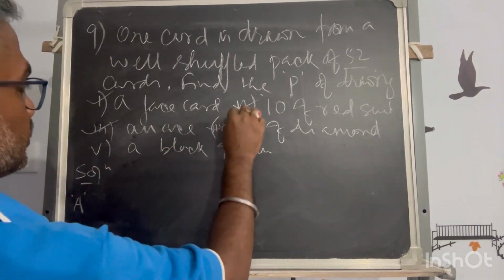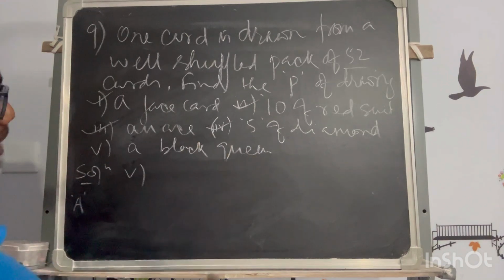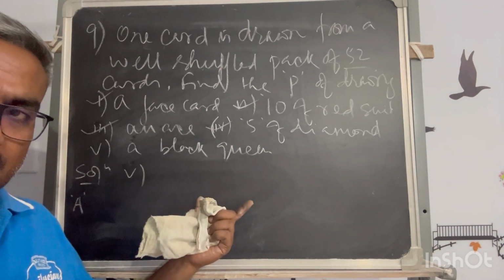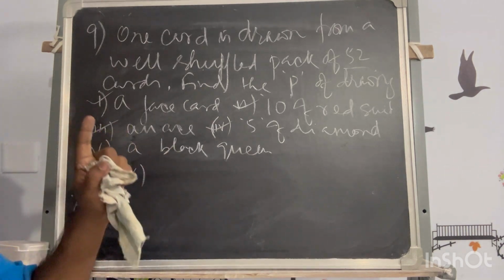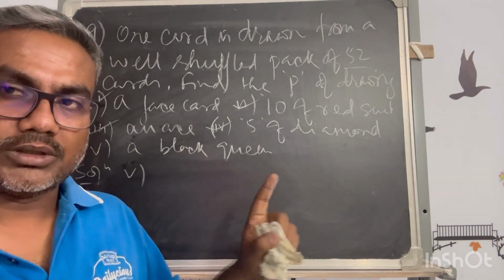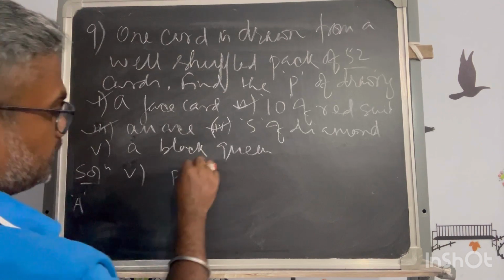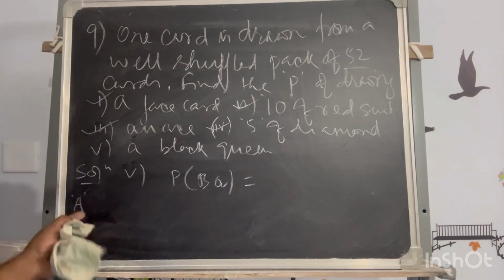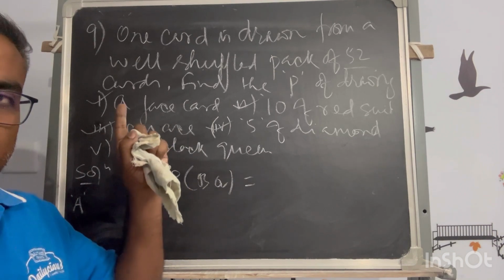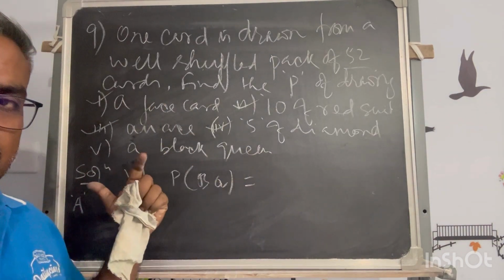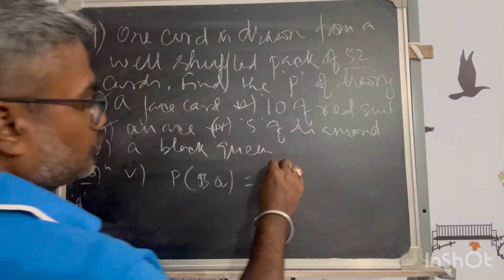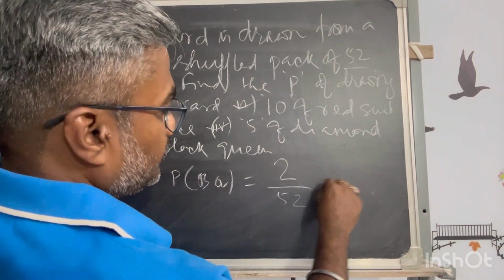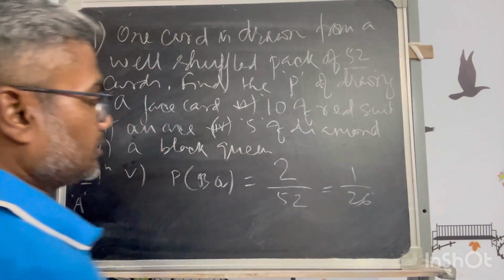Fifth is what? A black queen. A queen is there for every kind of card, but the queen for one kind of card is only 1. So for black queen, we are getting it for spade and clubs. So definitely we will get 2 queens, 1 for club, 1 for spade, out of 52. So this is 1 by 26 again.